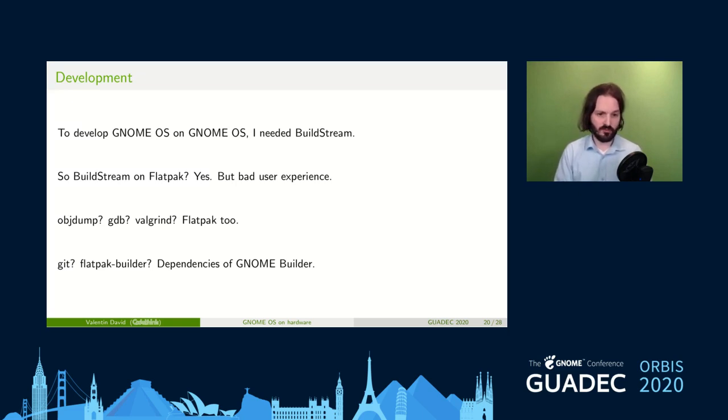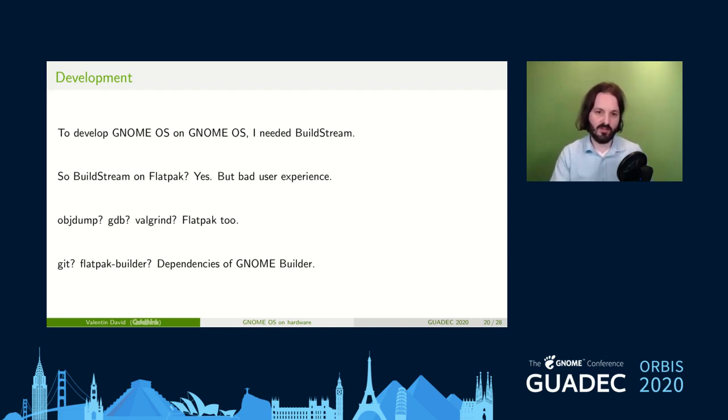I needed tools for programming in general. Objdump, this is very, very useful. GDB and Valgrind. Well, how do I get them? I get them through the Freedesktop SDK, through Flatpak, something like that. I can make this work, but it's not very nice. That's the truth. So what about Git and Flatpak Builder? Those are dependencies of GNOME Builder, so they come in GNOME OS because GNOME Builder cannot work without them.